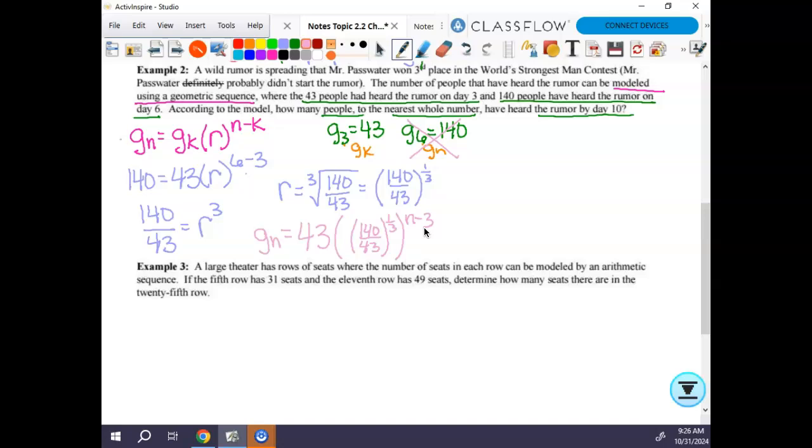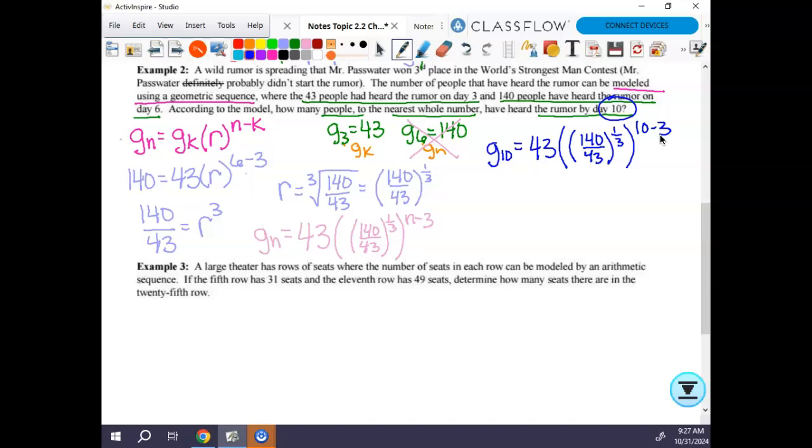Okay? We could do some stuff with those exponents, but we're not going to today. That is something we're going to get to where we're manipulating those things, but like I said, not today. We're not ready for that just yet, so we can just leave it like that. And then I'm going to find, it says day 10. So I need G10, and that's going to equal 43 times 140 over 43 to the 1/3 power to the 10 minus 3 power.